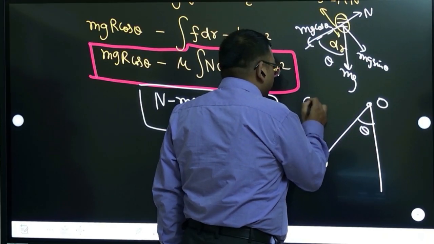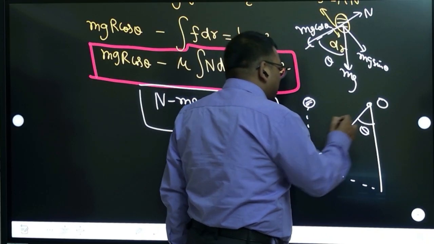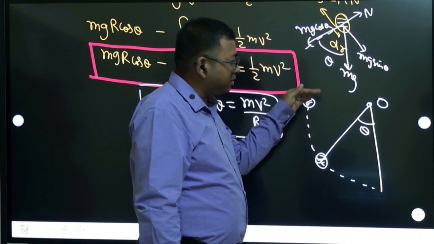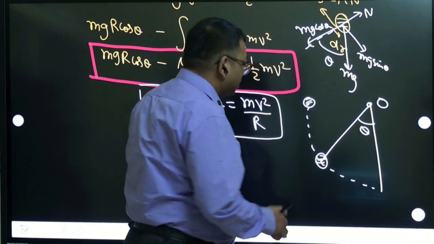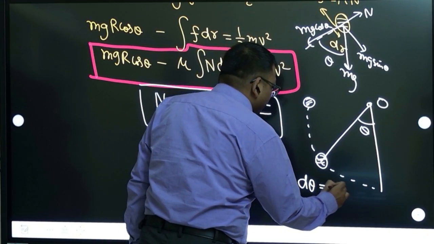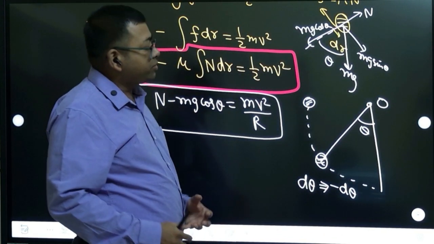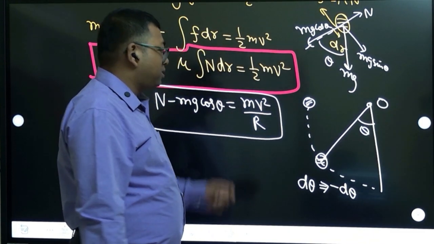Note that as this particle is falling from top position to this position, theta is decreasing. This is a very important thing to note. Initially, theta was 90 degree. Now, theta is gradually decreasing. So, whenever any quantity is decreasing, we should write d theta as minus d theta. Wherever you are treating d theta, you should treat d theta as minus d theta. Okay. That is one thing we have to understand.